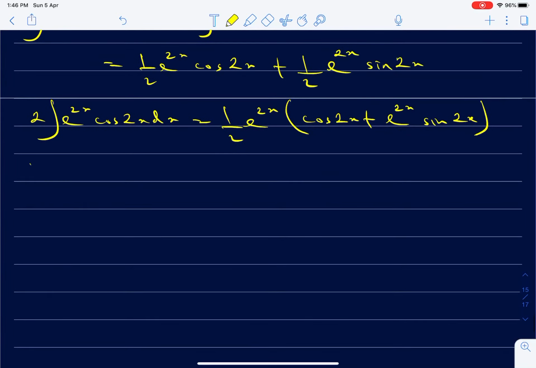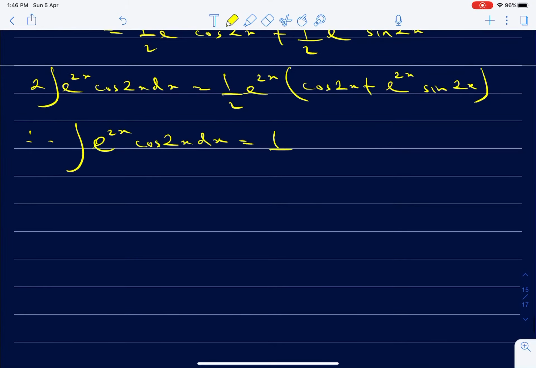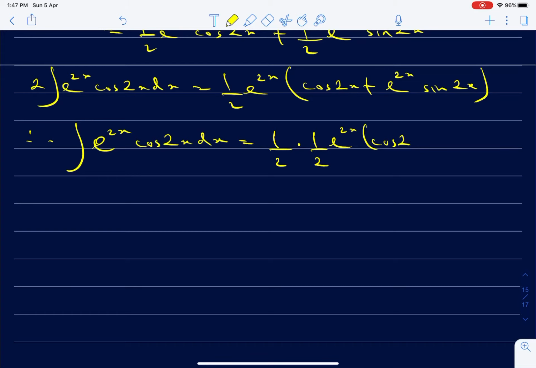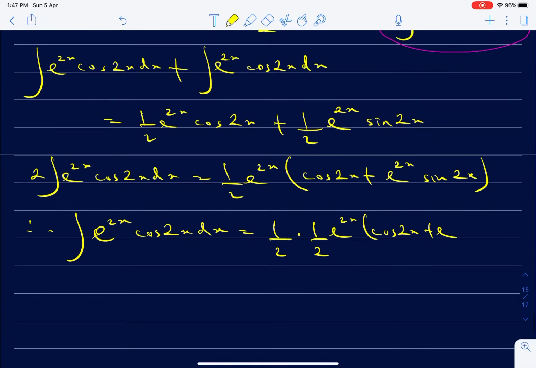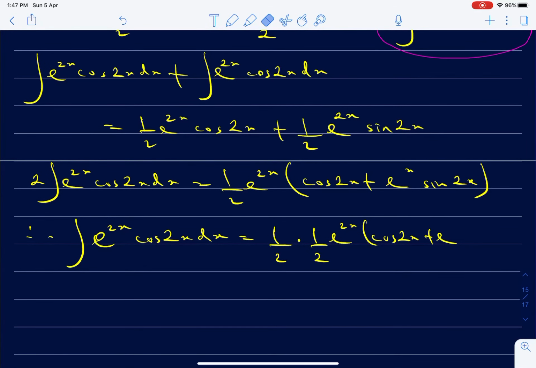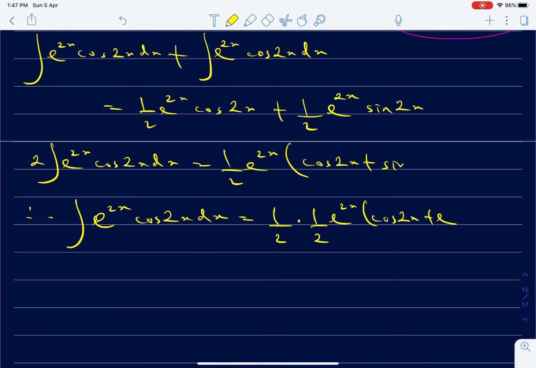e raised to the power 2x sine 2x. And therefore, the integral of e raised to the power 2x cos 2x dx is the same as 1 over 2 multiplied by 1 over 2 e raised to the power 2x times cos 2x plus e raised to the power... What did I write here? When I factored 1 over 2 e raised to the power 2x out of that, I should have been left with cos 2x plus sine 2x. That's it. You have to be very, very careful so as not to make mistakes.